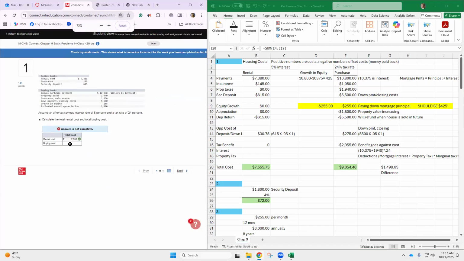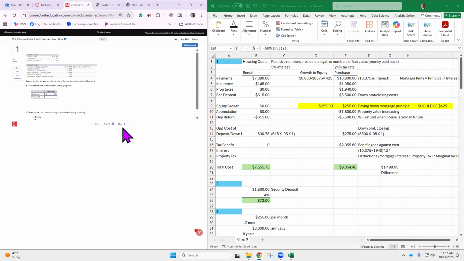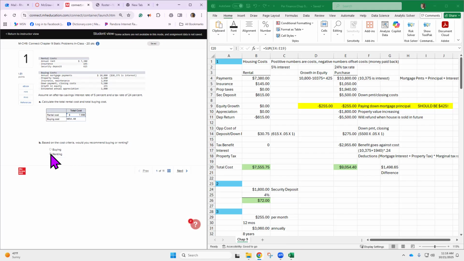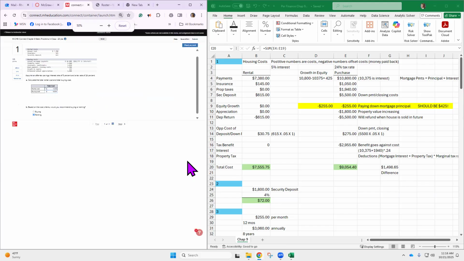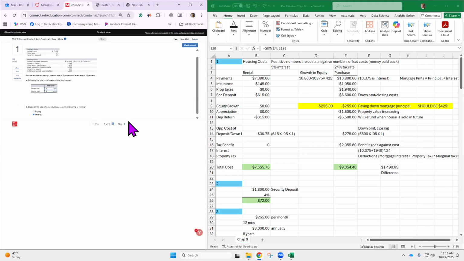Okay, so let's go ahead and put this in. Here's the final tally: $9,054.40. Okay, return to question. Yes, thank you. So based on cost criteria, going with whichever one is the least cost, renting is your option. Okay, renting is the option. But like I said, if you were going to stay in this house for a while, pretty soon you would benefit more from buying.